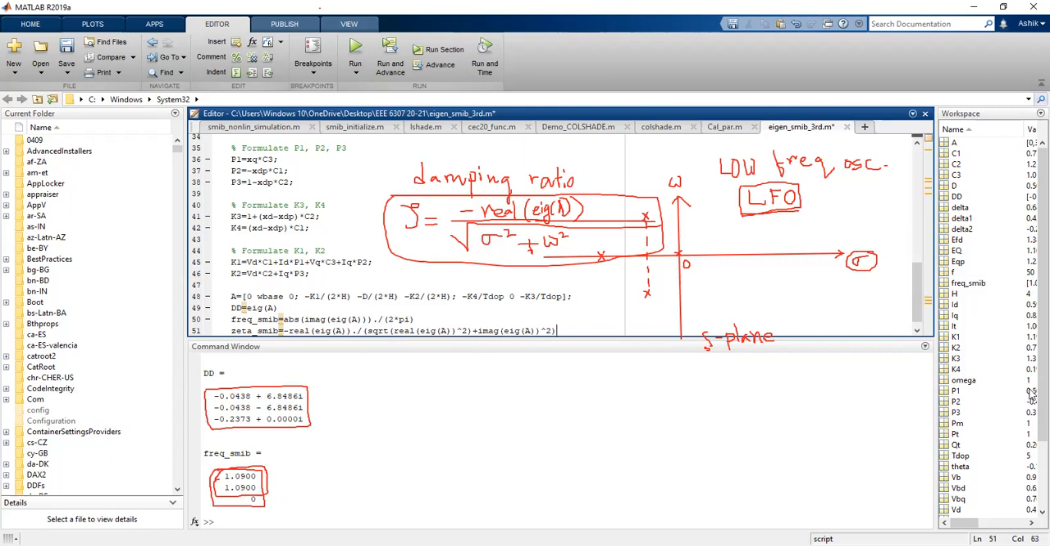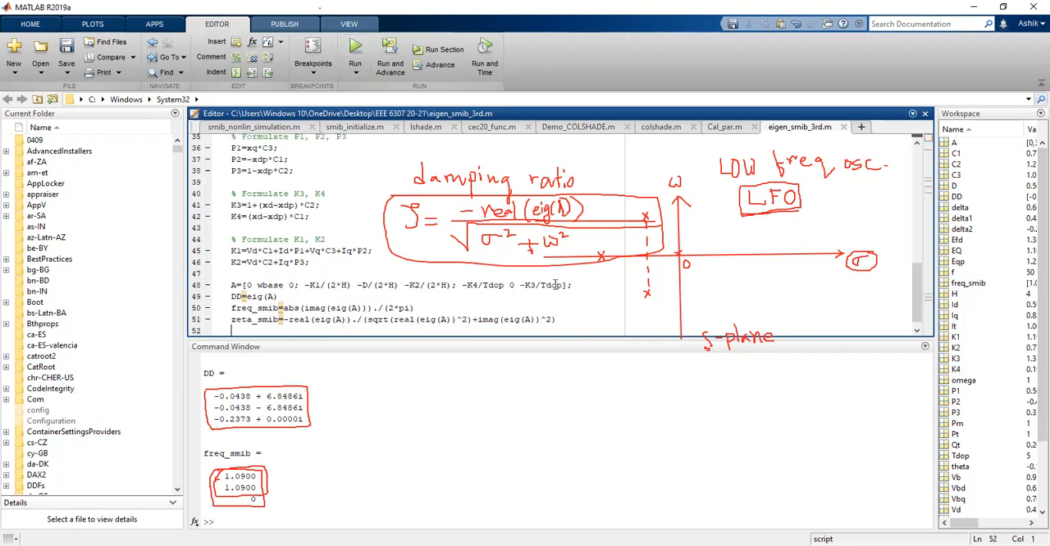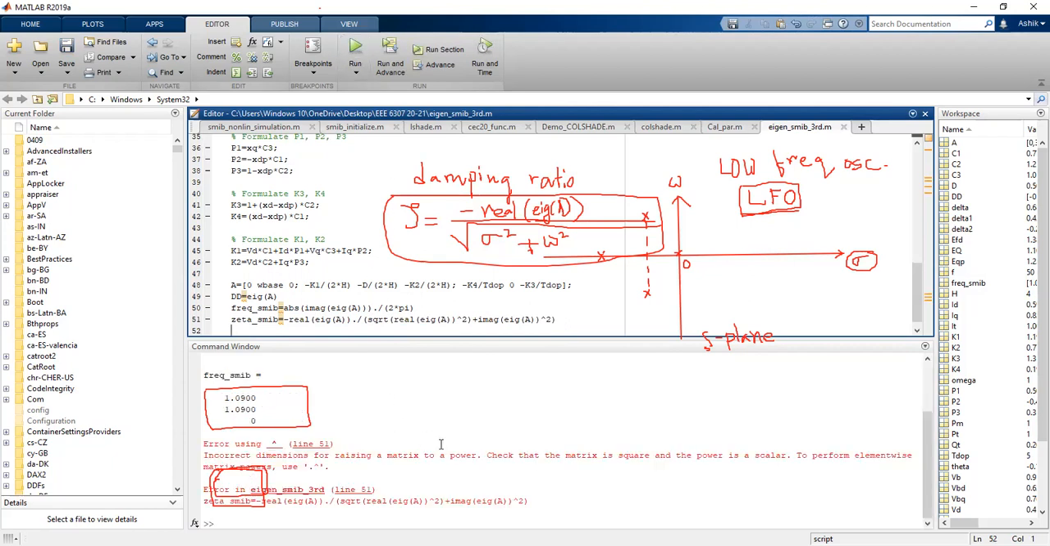Hopefully it's correct. Otherwise, there will be some error. Okay, some syntax error would be given by MATLAB. So don't have to worry, just run it. Yeah, there is some issue. Okay, probably it should be elementwise operation.